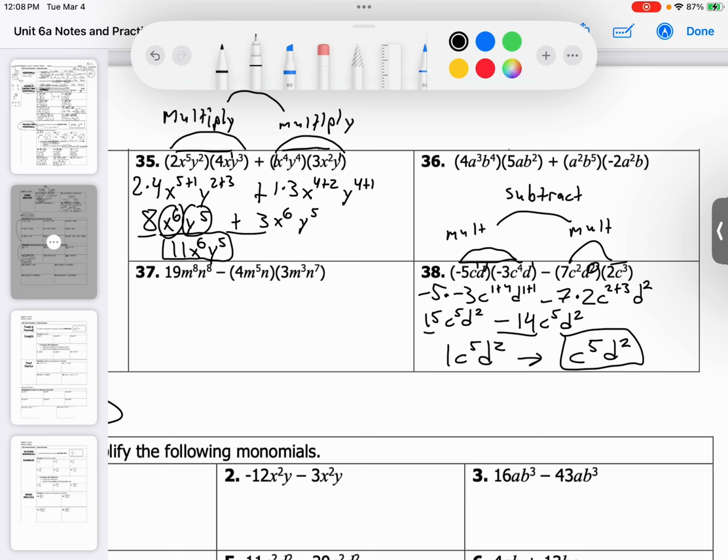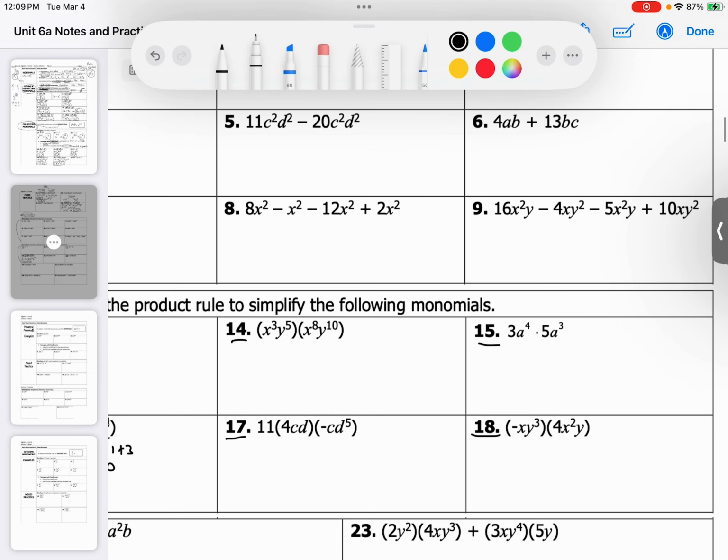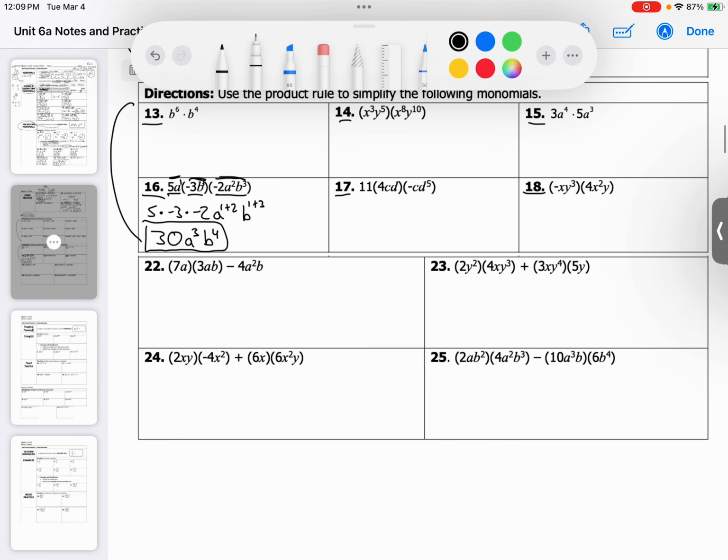So there's an example of how you can solve these problems when it requires multiplication and addition and subtraction. So all you need to do now is go down to the bottom of this page and finish problems 22 through 25, and then we are finished for today.